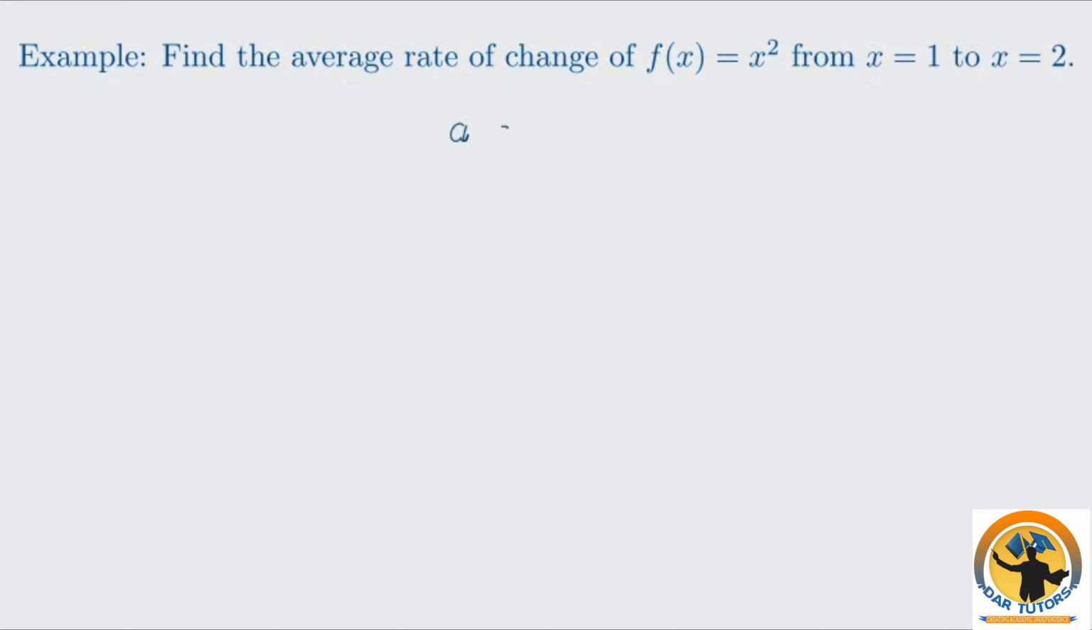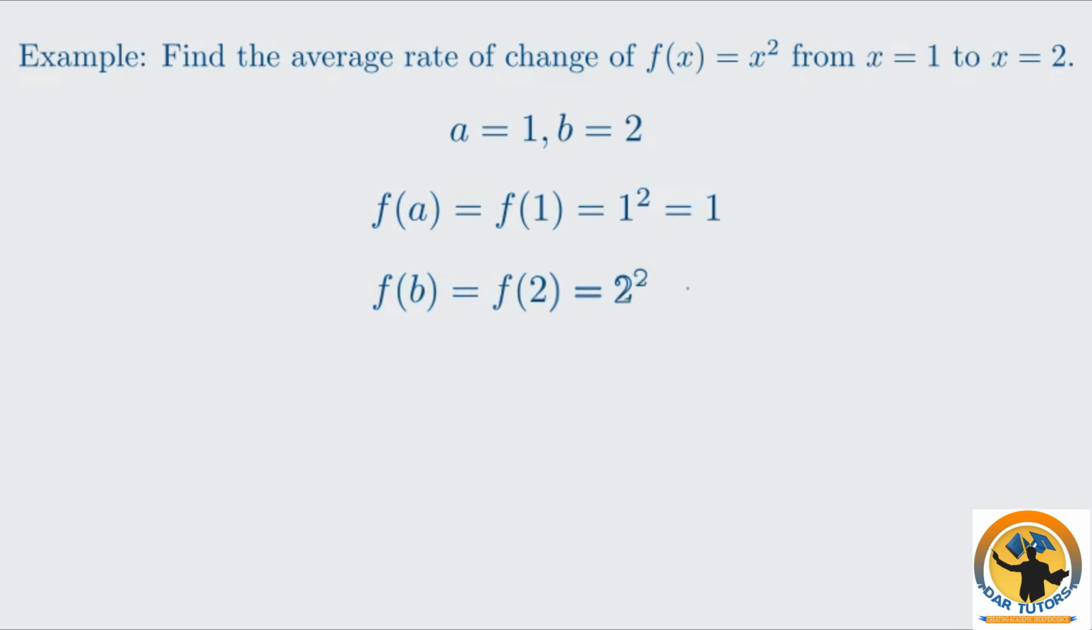Consider the function f of x equals x squared. We want to find the average rate of change from x equals 1 to x equals 2. Here, a is 1 and b is 2. First, we need to find the corresponding function values, f of a and f of b. f of 1 is 1 squared, which is 1, and f of 2 is 2 squared, which is 4. So our 2 points are (1, 1) and (2, 4).